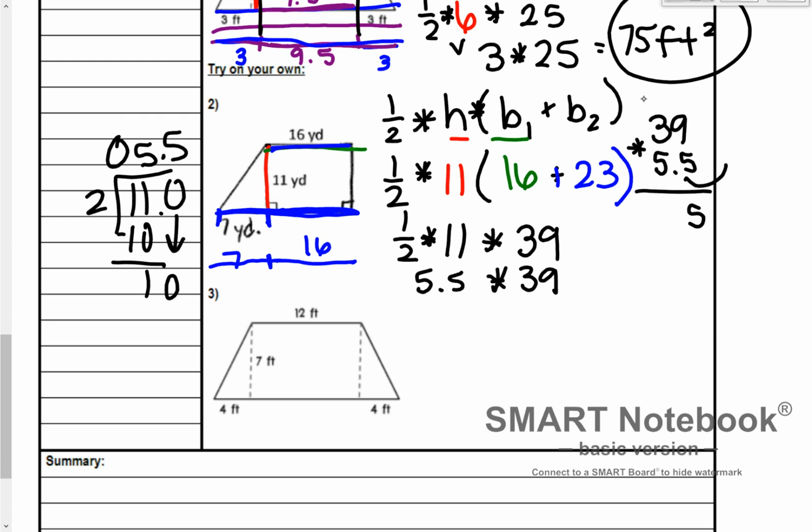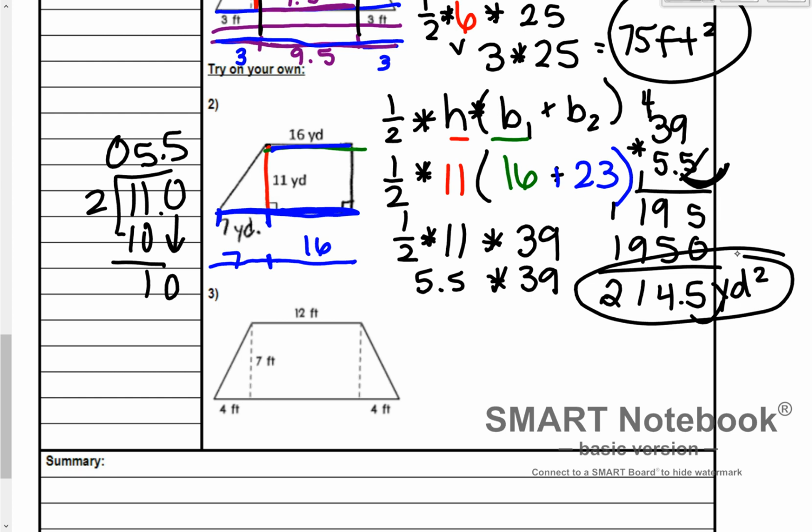9 times 5 is 45. I have one number after the decimal here. I have no numbers after a decimal here, so I should have one number after a decimal here. And my final answer should be 214.5 yards squared. Make sure we're circling that answer because look at how messy all this work gets. Make sure you circle that final answer.